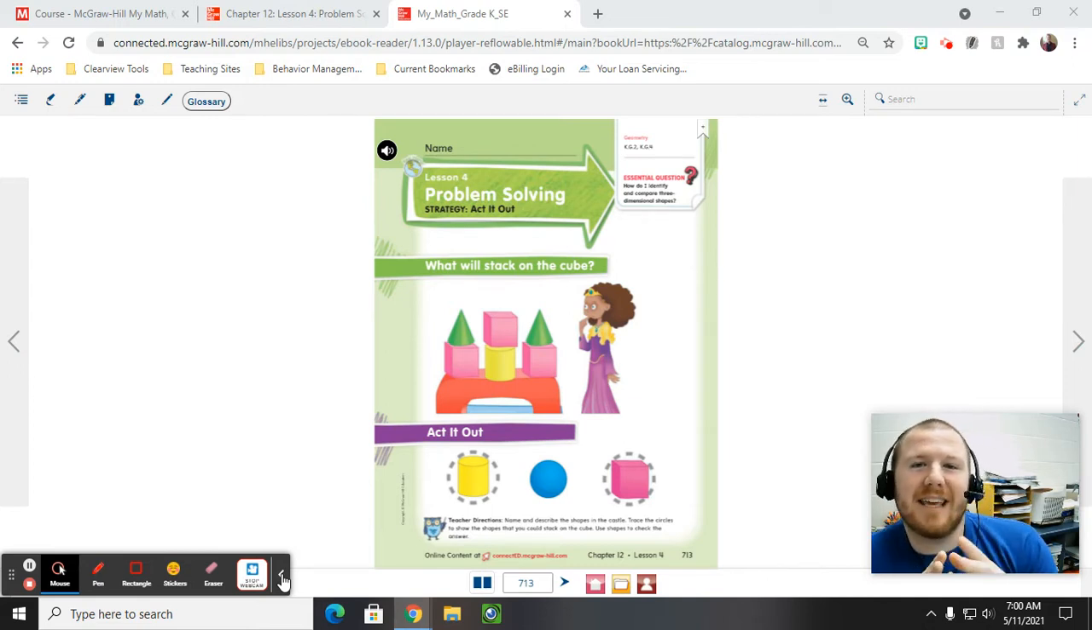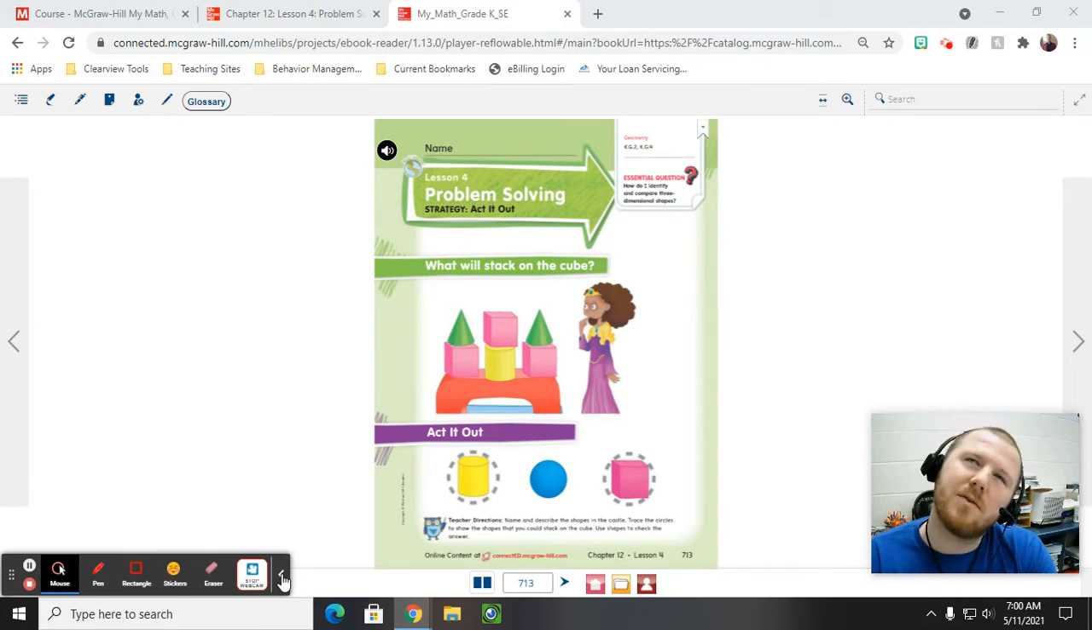Chapter 12 is at the end of my math. We're at the end of the year. We're talking about 3D shapes, and you're thinking, what are 3D shapes again? 3D shape stands for three-dimensional, which means we're measuring it in three ways.